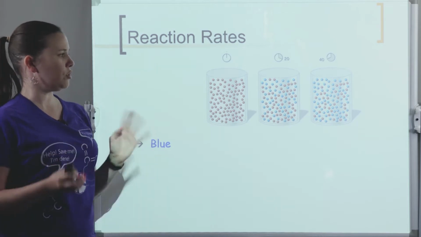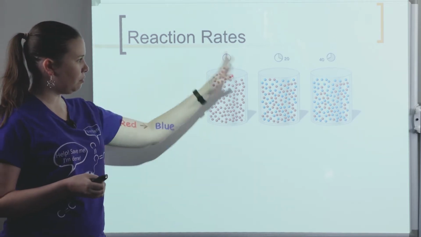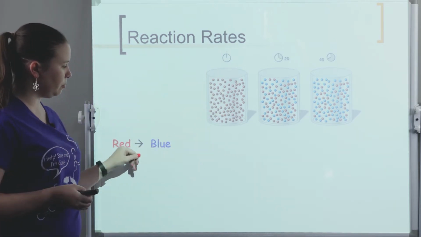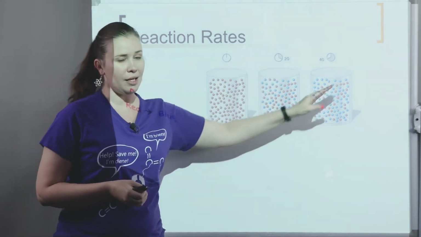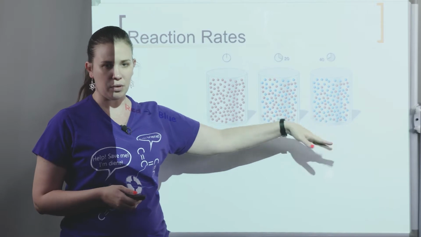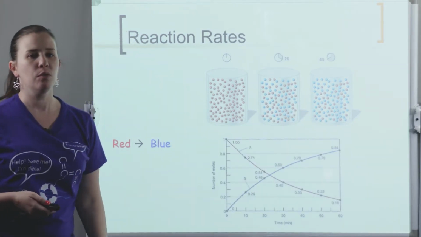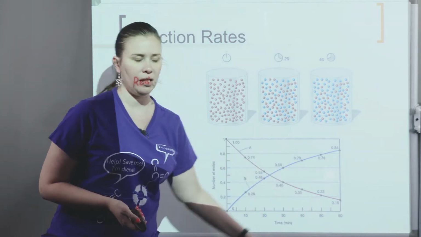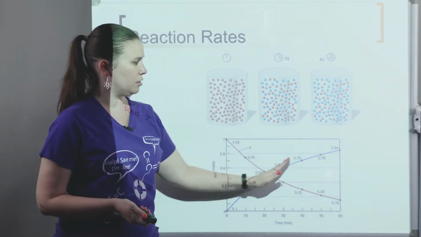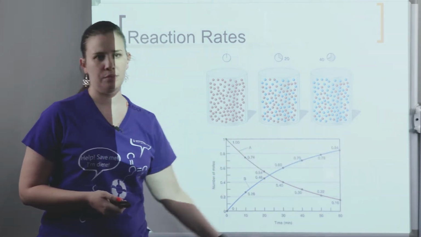So this is kind of a picture representation of red being all reactants and then the blue would be the products. So as the reactants are used up, we see less and less of them, and then as we're making products, we see more and more of those. We can actually graph this, showing a decreasing concentration of the reactants and an increasing concentration of the products.